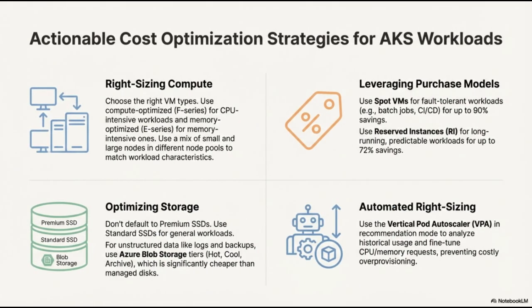Cost optimization for Azure Kubernetes Service workloads requires a multifaceted approach, starting with right-sizing your compute resources. It is essential to select VM types that align specifically with your workload needs. Use compute-optimized F-series for CPU-intensive tasks and memory-optimized E-series for memory-heavy applications. Additionally, utilizing a mix of small and large nodes across different node pools allows you to match infrastructure precisely to workload characteristics.